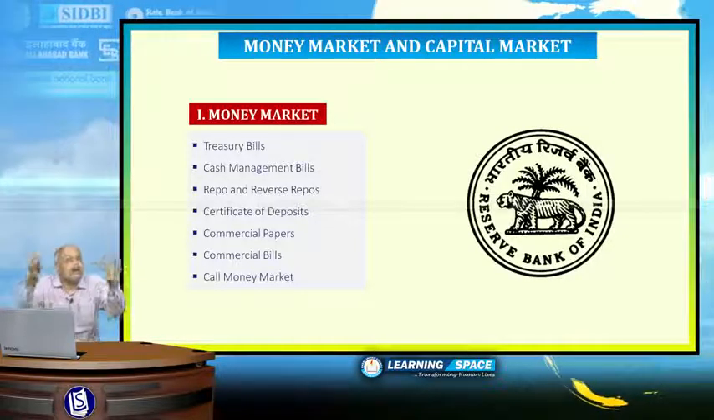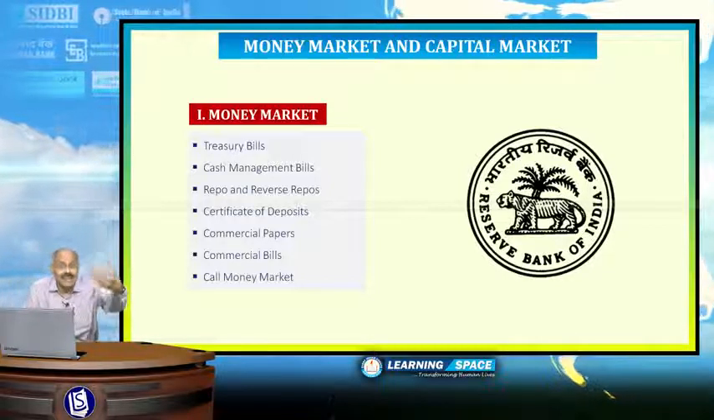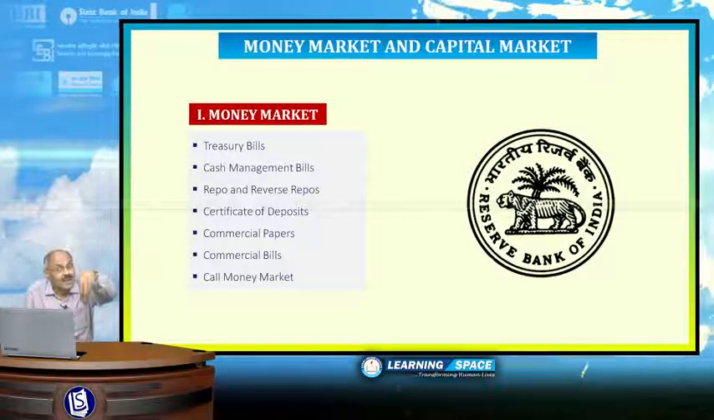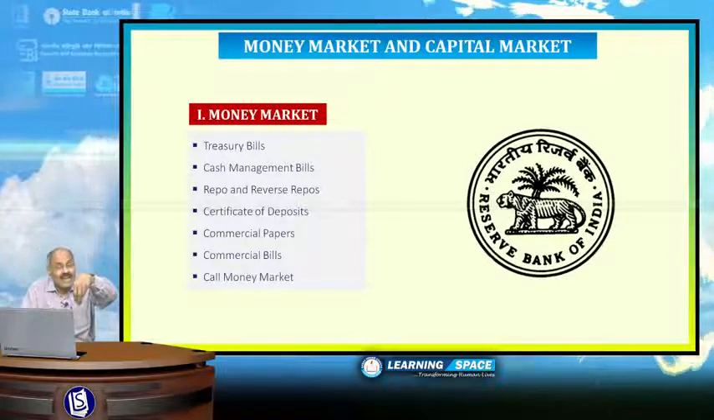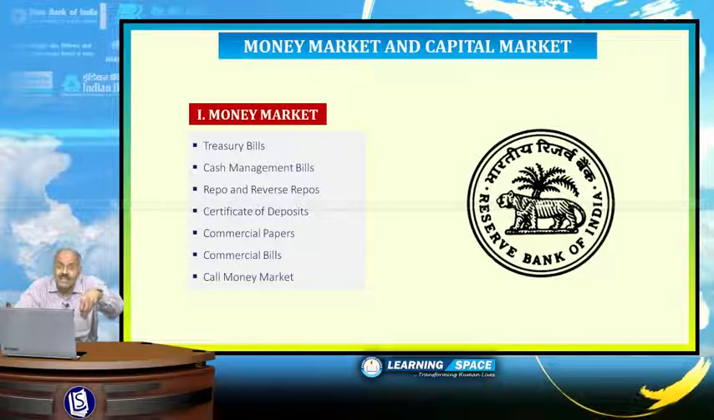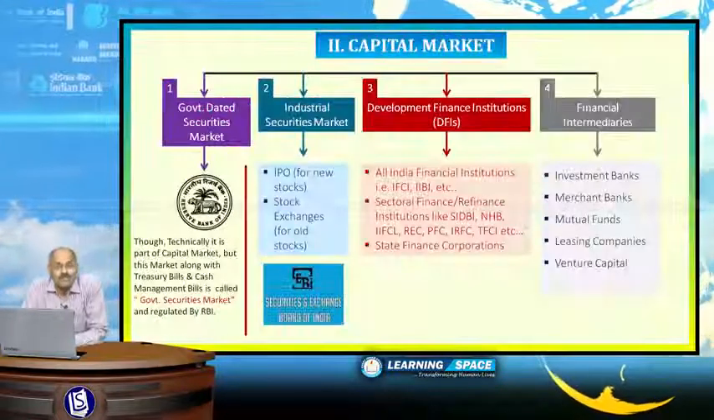There are several money market instruments. These are treasury bills, cash management bills, like that. We are going to discuss in this lecture one by one. So, this is money market. Broadly, please understand that when a group is borrowing money for shorter duration, less than 1 year, that is the money market. And look at the capital market.